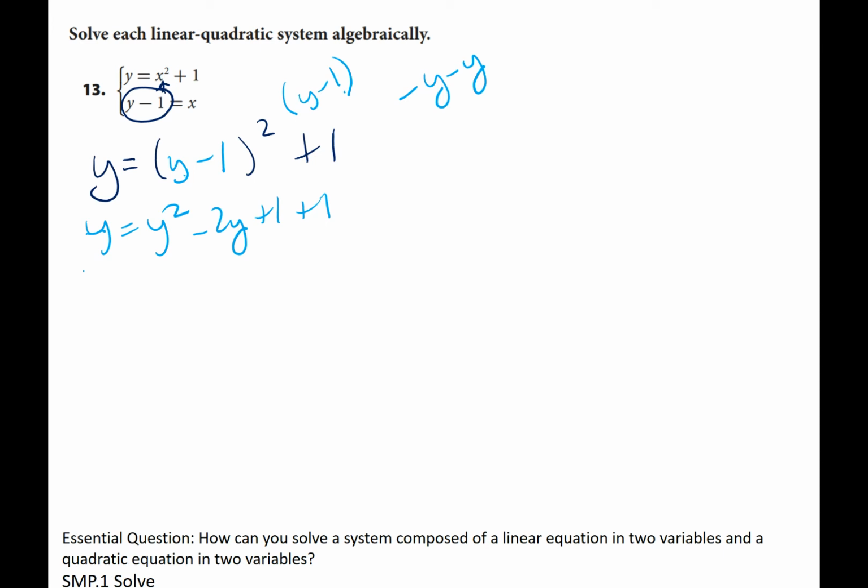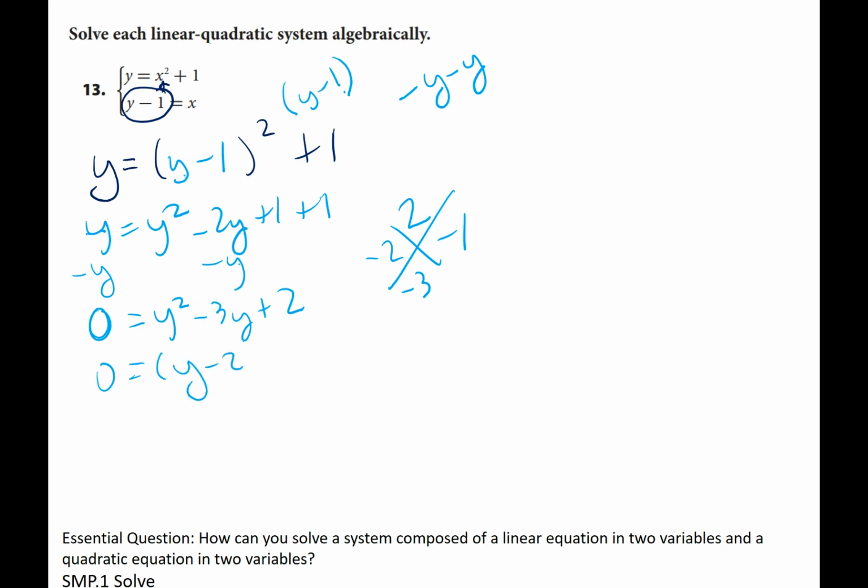We're going to go ahead and combine like terms, so I'm going to start by subtracting the y and getting it equal to 0, because it's quadratic. Negative 2y and negative y is negative 3y plus 2. We're going to try good old magic x. So two numbers that multiply to 2 and add to negative 3 would be negative 2 and negative 1. So we have y minus 2 times y minus 1. And then you're going to set them both equal to 0 because of the zero product property. So y equals 2 and y equals 1.